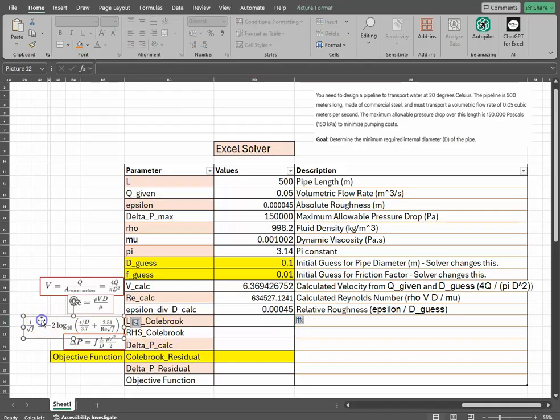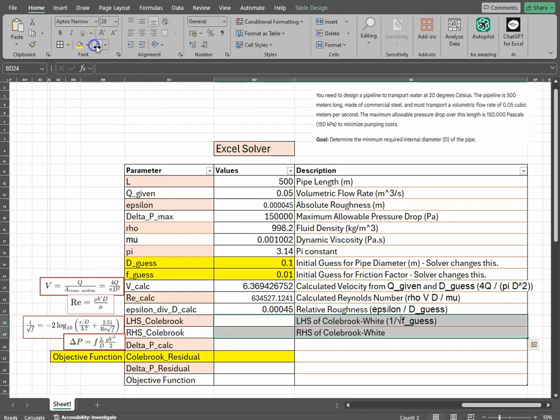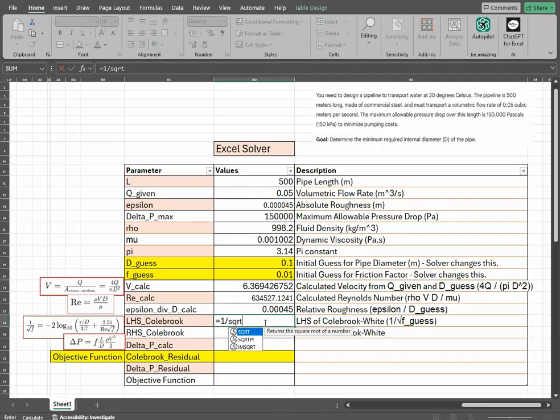So now this is the Colebrook equation, left hand side and right hand side. So you have to calculate that left hand side and right hand side. So left hand side is 1 by root f. So that is 1 divided by SQRT of that f guess value. So here is the f guess value. So that we got. Then RHS.